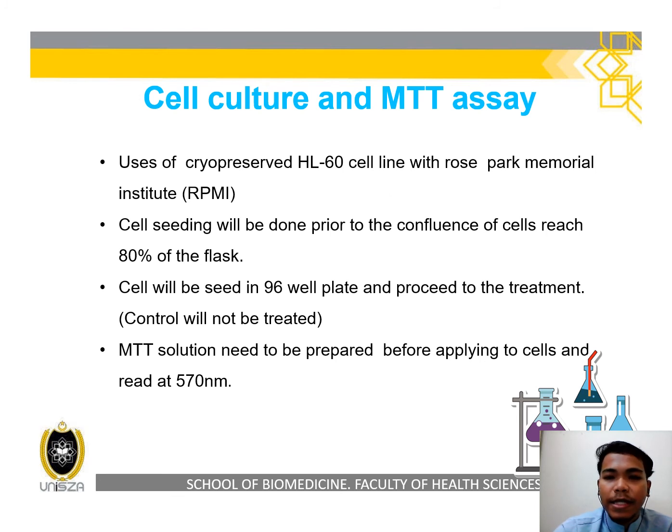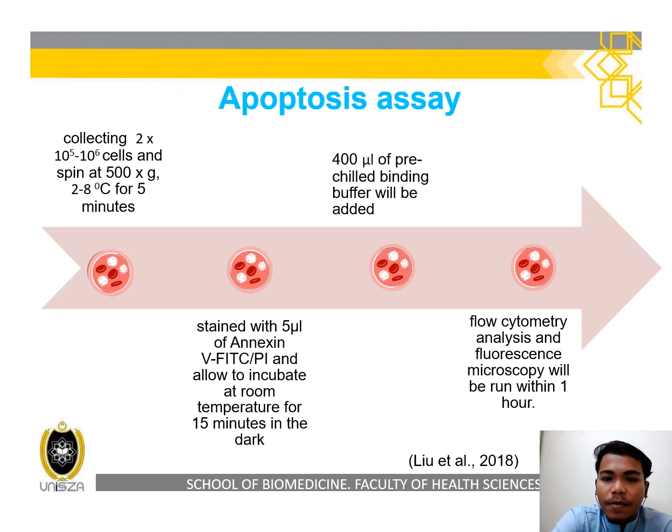For the culture and MTT assay, we will use RPMI medium, and cell seeding will only be done prior to the confluence of cells, which is around 80%. And for the MTT assay, we need to prepare the solution before reading the MTT at 570 nanometers. Apoptosis assay will be done by collecting the cells and then staining with annexin V FITC and allowing to incubate at room temperature before reading by flow cytometry analysis and fluorescent microscope within 1 hour.